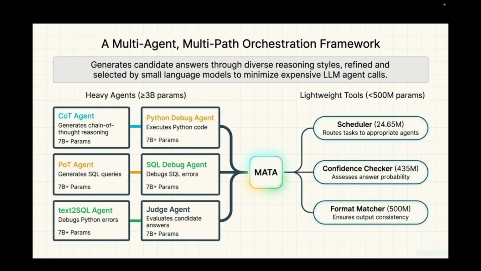The three main reasoning paths are chain of thought or COT, which uses natural language reasoning, program of thought or POT, which uses code generation, and text to SQL, which converts the question into a SQL style query over the table. Then on top of these, MATA uses smaller supporting tools such as the Scheduler, the Confidence Checker, and the Format Matcher. So in simple words, the big idea is this: instead of forcing one way of thinking for every question, MATA allows different reasoning styles to contribute, and then it uses lightweight components to manage them intelligently.